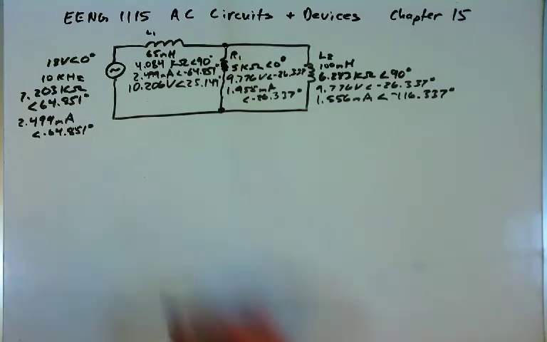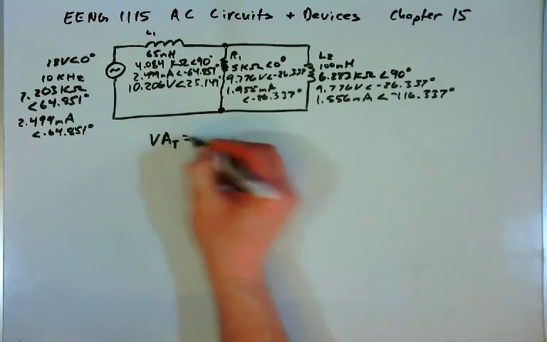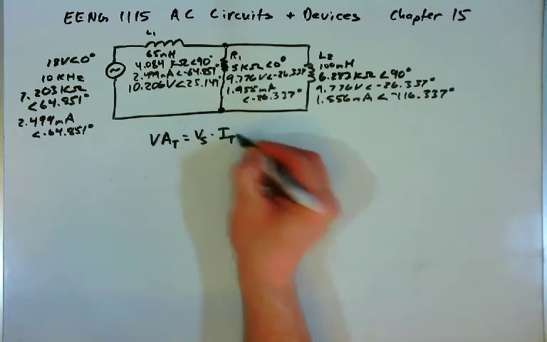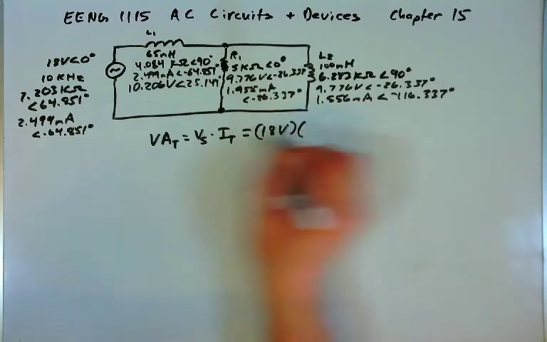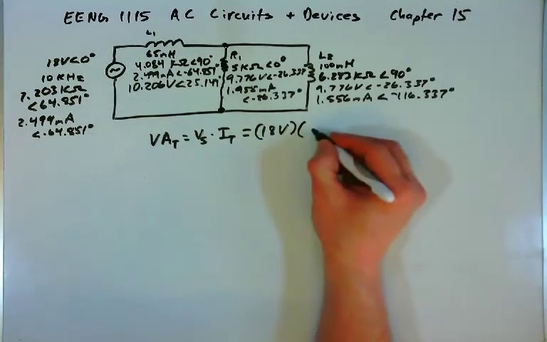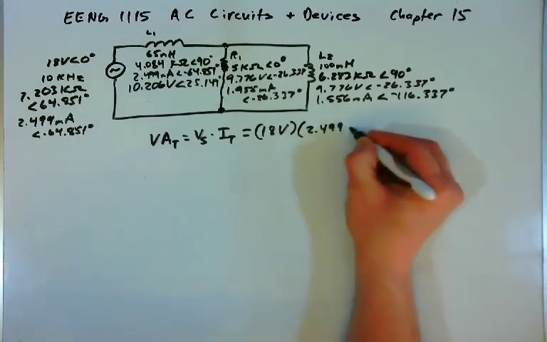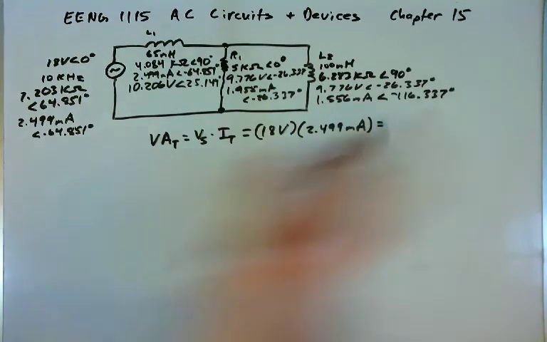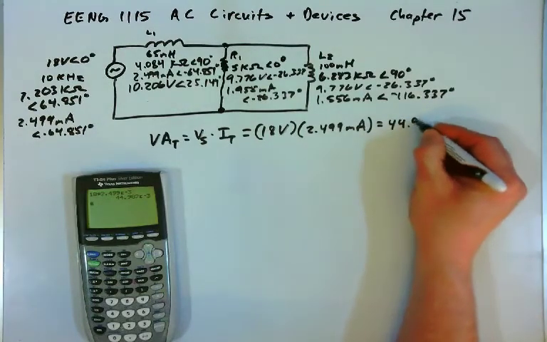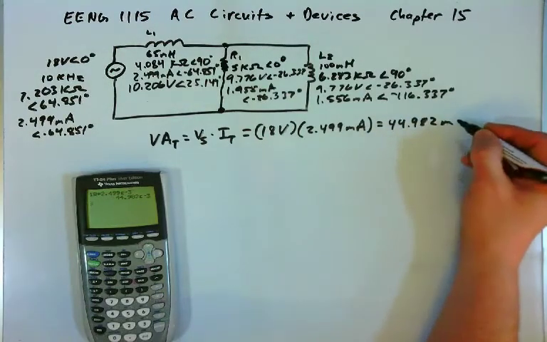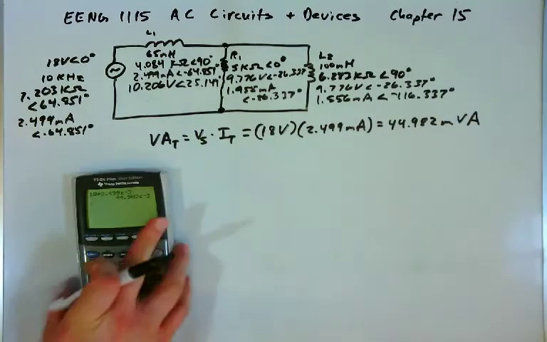We'll start with the total power. Let's find the volt amps total first, which is source voltage times total current without regard to any angles. Source voltage is 18 volts. Total current is 2.499 milliamps. And so we get 18 volts times 2.499 milli. And we get 44.982 milli. That'll be volt amps.